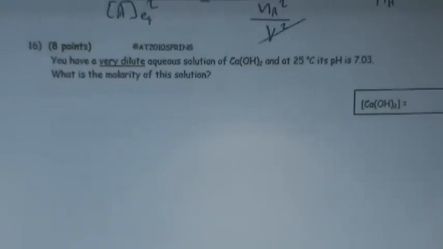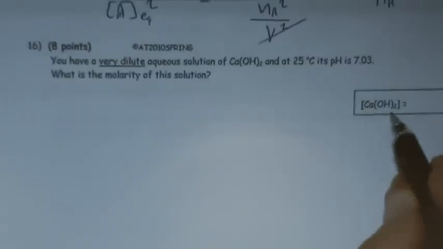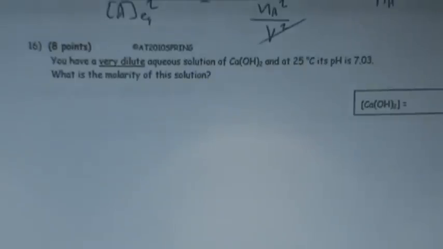Very dilute. And we want the concentration of calcium hydroxide. How many moles per liter of this do we have in there? By just knowing the pH of a very dilute solution of calcium hydroxide. We know the pH and we want to find the concentration of that.